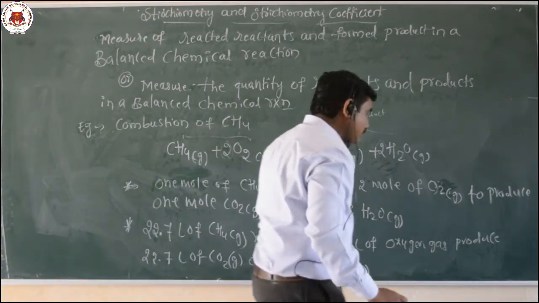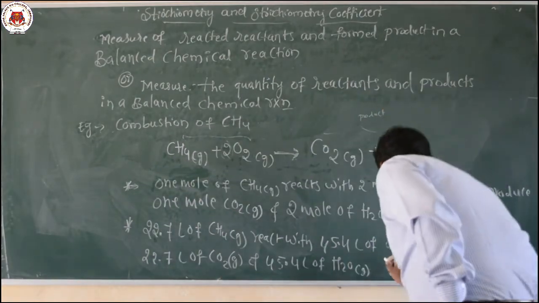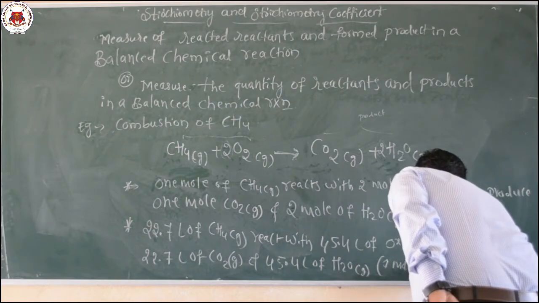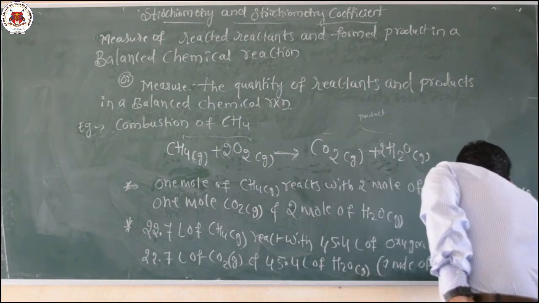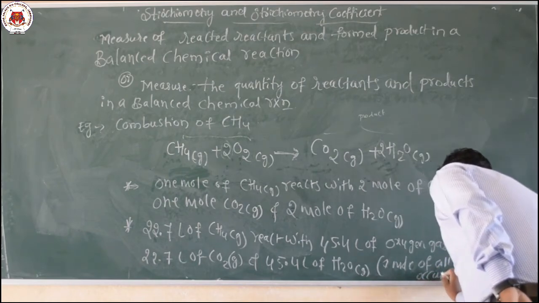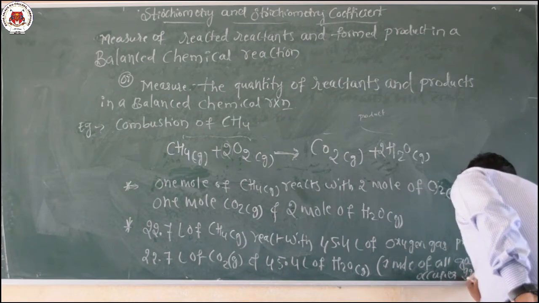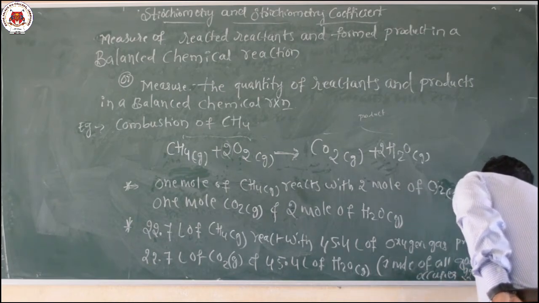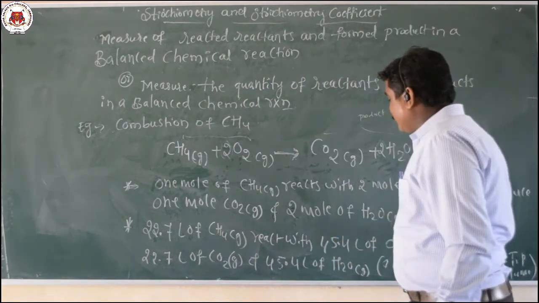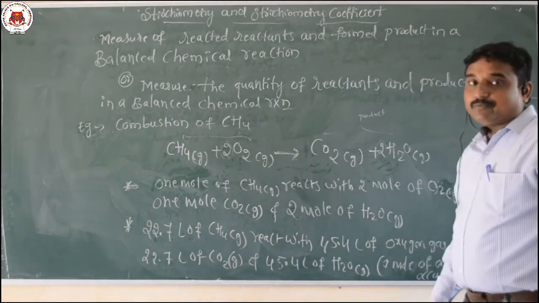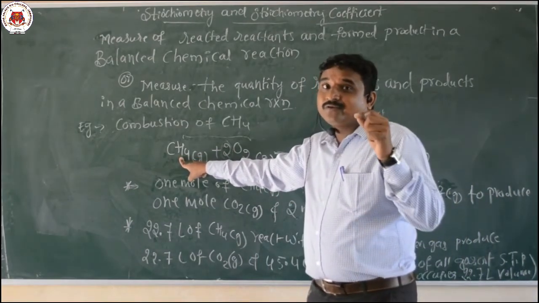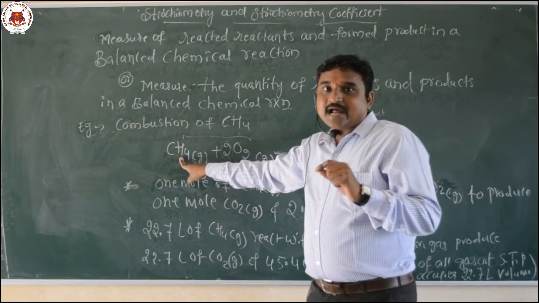So this 22.7, why is it here? One mole of all gases at STP, standard temperature and pressure, occupies 22.7 liter volume. So all gases at standard temperature and pressure occupy 22.7 liter volume. Hence I have written 1 mole of methane gas, that indicates 22.7 liter at standard temperature and pressure.